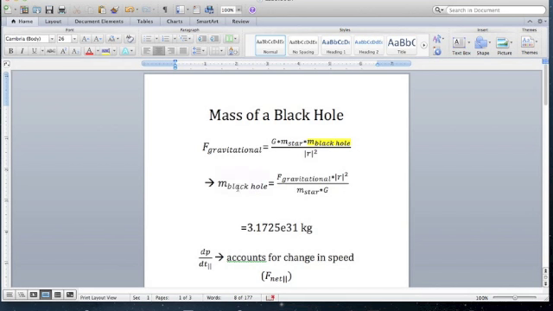We could then solve for the mass of the black hole. After we did this, I found the mass of the black hole to be 3.1725 times 10 to the 31st kilograms.